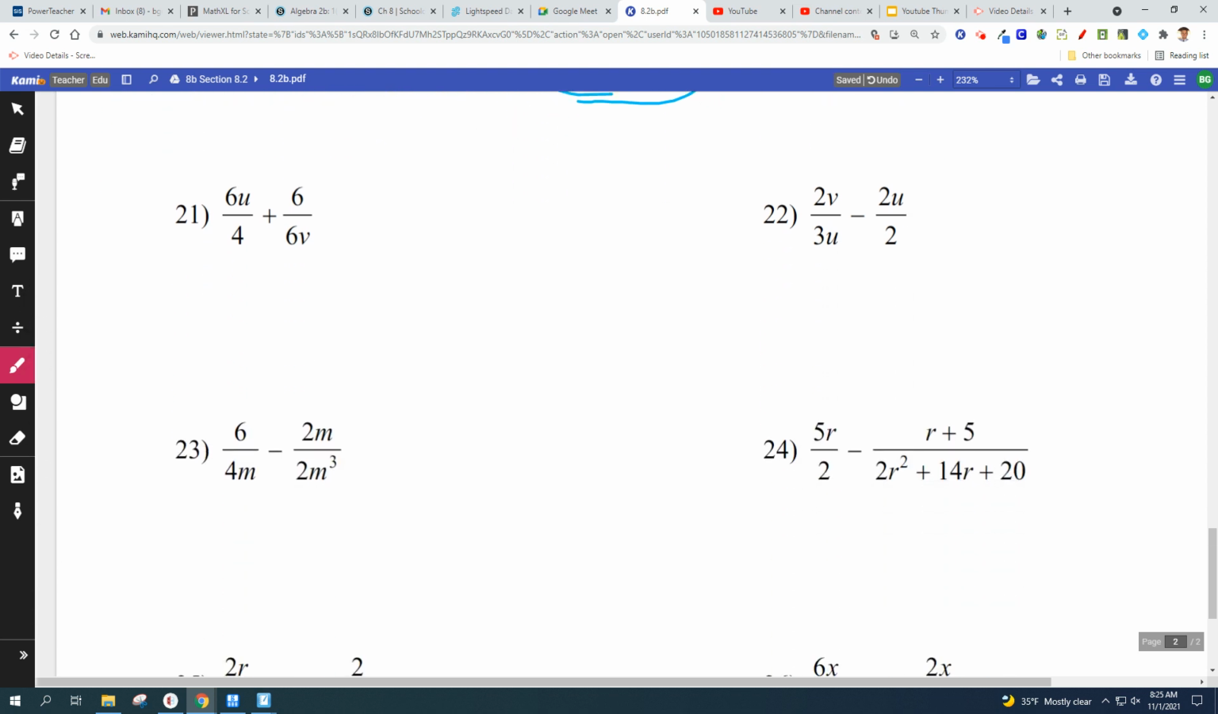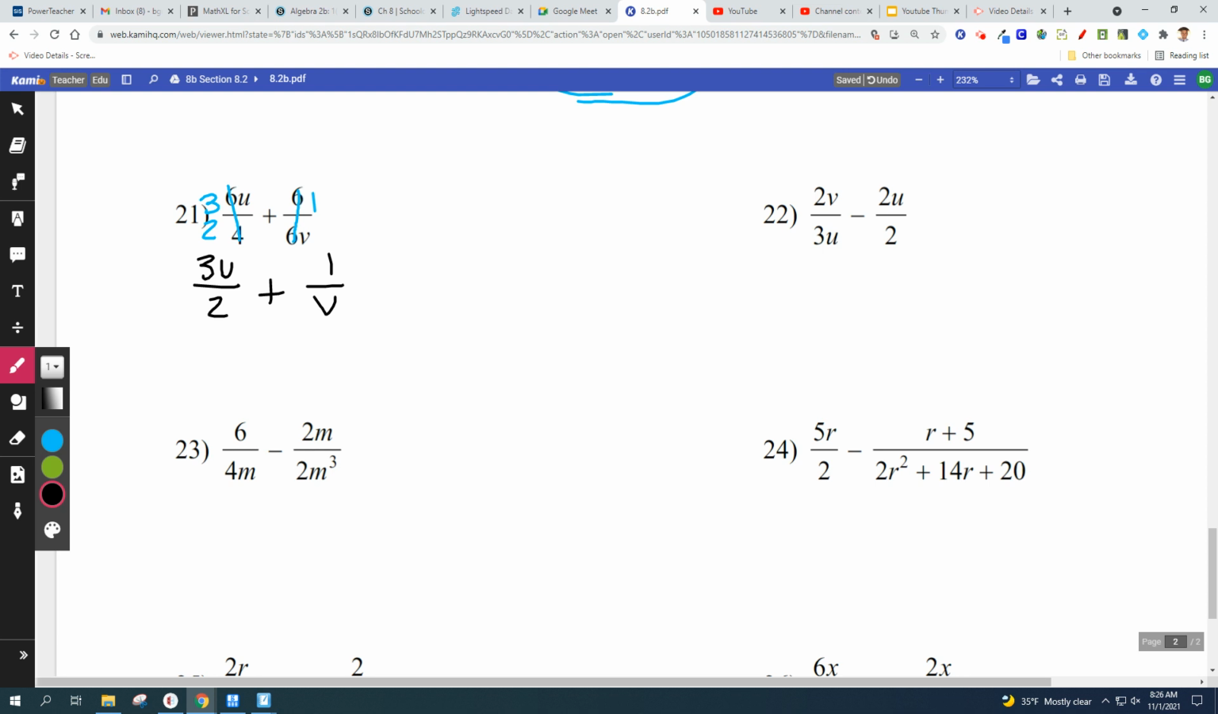21. I see a couple of things that I can reduce right off the bat that might make this easier. See how those 6's would knock out? That's going to reduce to just 1 over v. I see one other thing. I see this fraction right here, 6 over 4 would reduce to 3 over 2. So I don't know that you need to rewrite this, but maybe it would help. 3u over 2 plus 1 over v. You don't need to do that if you can see it out of the problem.